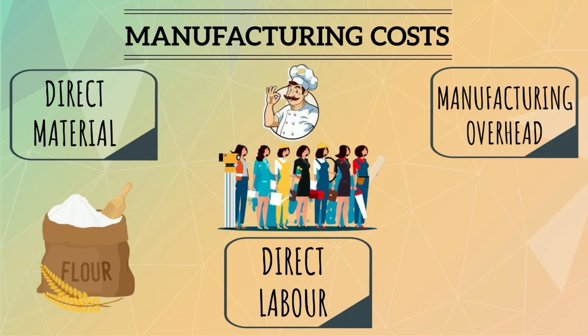And lastly, we have manufacturing overhead. Manufacturing overhead are all manufacturing costs except direct material and direct labor, and also known as indirect manufacturing costs. For example, utilities and the KitchenAid.